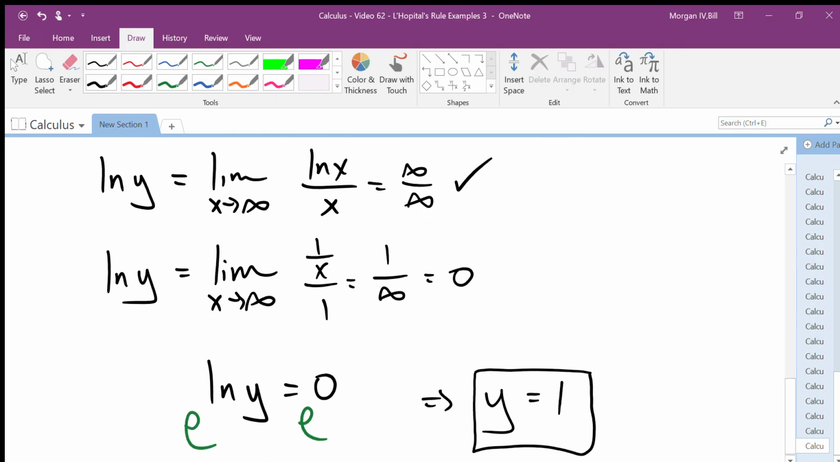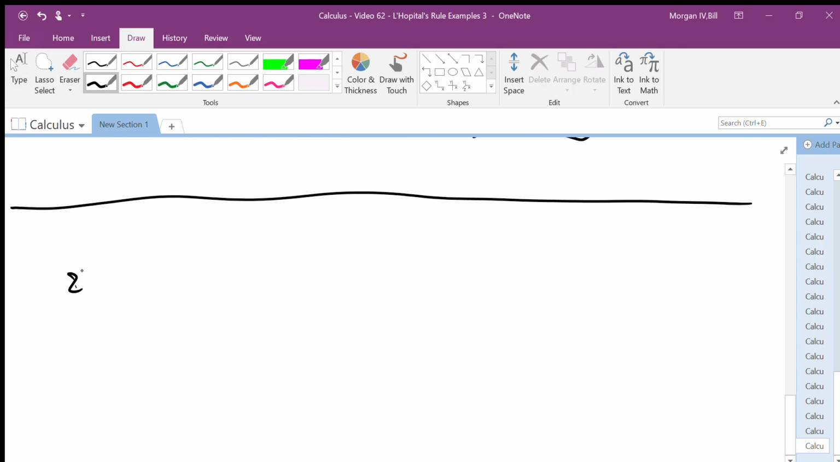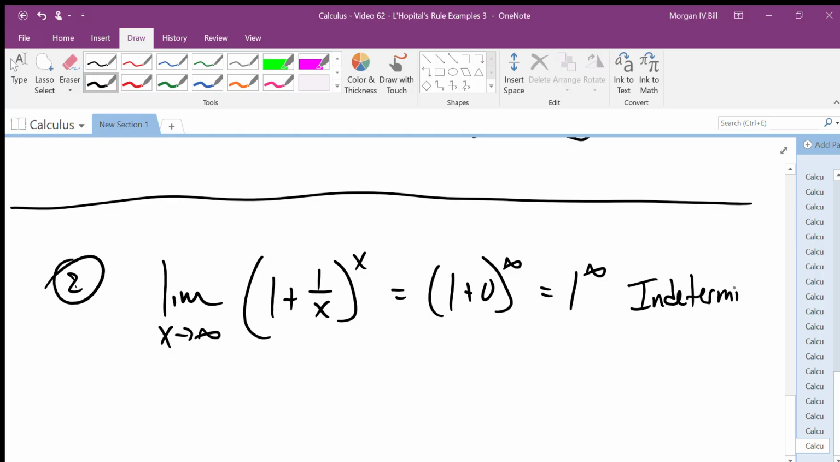All right, let's do one more. How about number 2, the limit as x goes to infinity of 1 plus 1 over x to the power of x. All right, so if I plug in direct substitution, I've got 1 plus 0 to the infinity. That's 1 to the infinity. That is indeterminate form, but not the indeterminate form we need. All right, we want 0 over 0 or infinity over infinity.